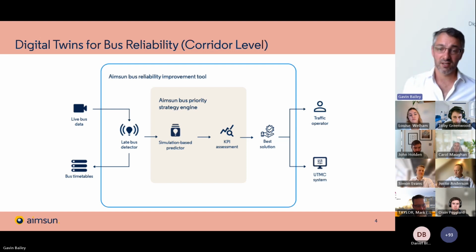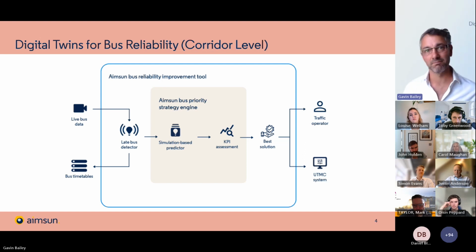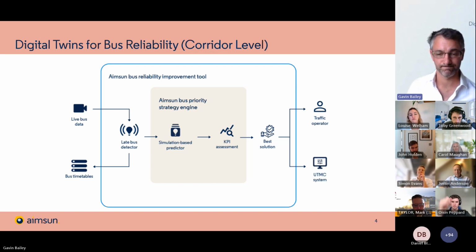Once a bus is identified as late or potentially late, the system models bus reliability improvement plans using real-time and predicted traffic conditions. It can do this on an area or a corridor level, so it can simulate the impacts of trying to get that bus on time against other buses, and also wider traffic in the area. If an improvement is identified, then the response plan can be implemented, again through communication to a traffic operator or an urban traffic management control system.